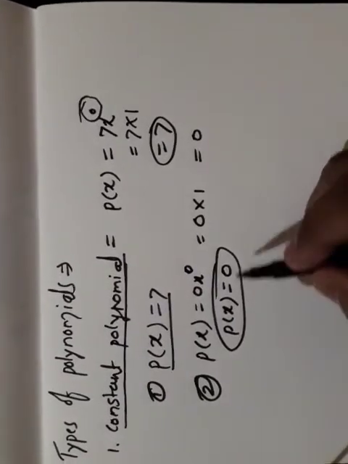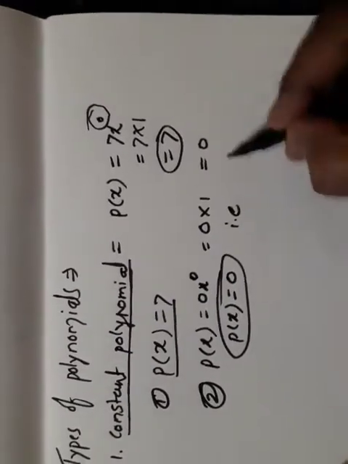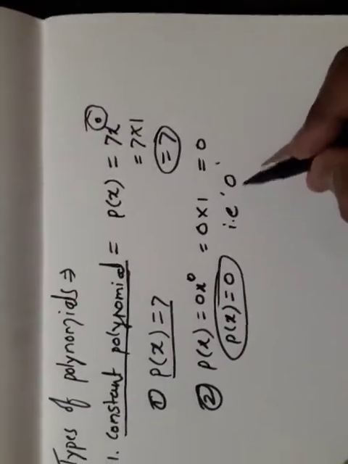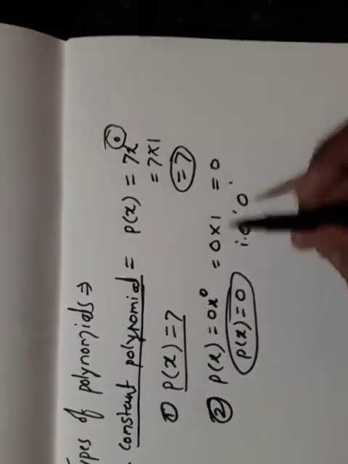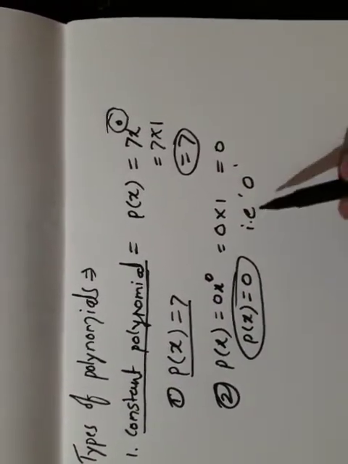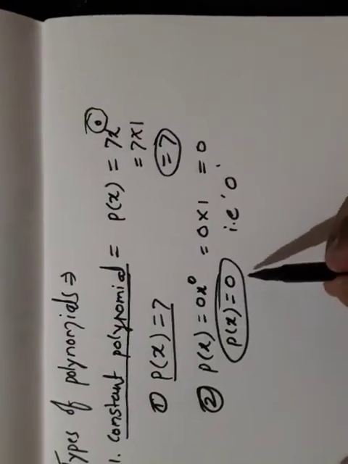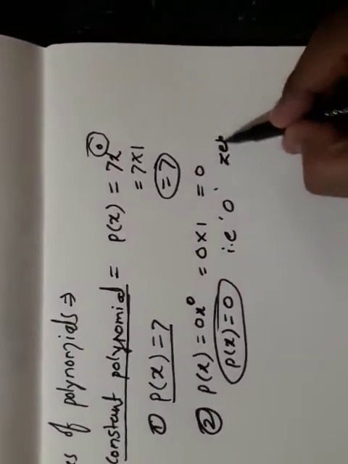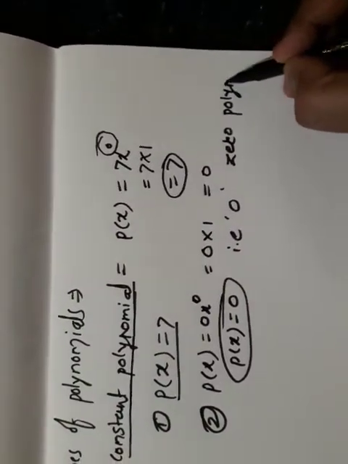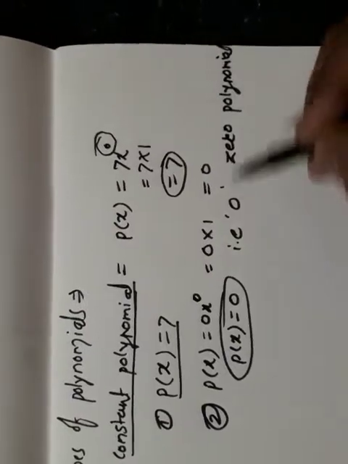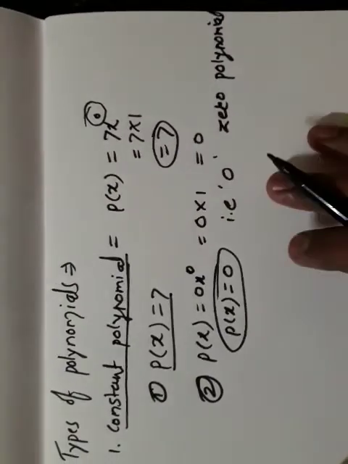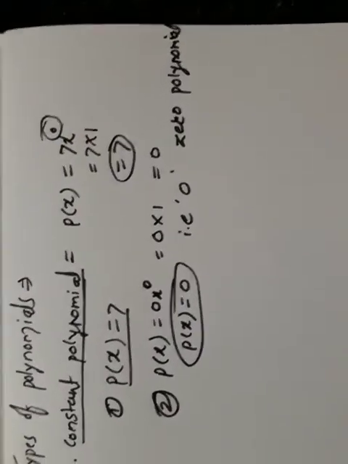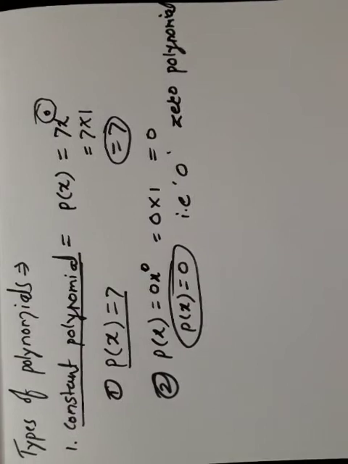When we write p(x) is equal to 0, it means that it is 0 only. Am I right? Overall it is a constant polynomial, but when we write exactly 0, this constant polynomial is also known as the zero polynomial. इसको दूसरा नाम जीरो पॉलिनोमियल भी बोलते हैं. समझ में आ रहा है कुछ? Okay. What is meant by constant polynomial? The polynomial which has degree 0 is known as a constant polynomial.